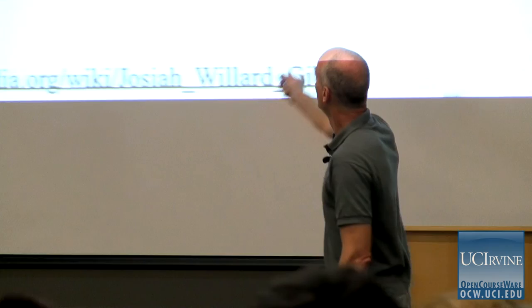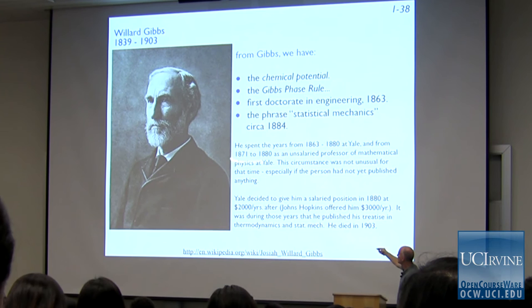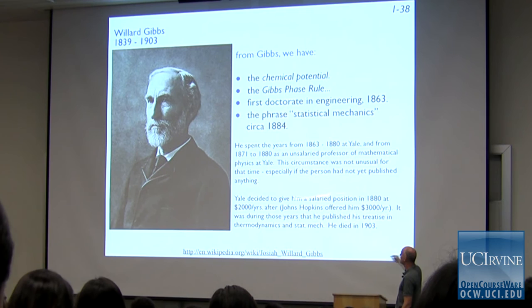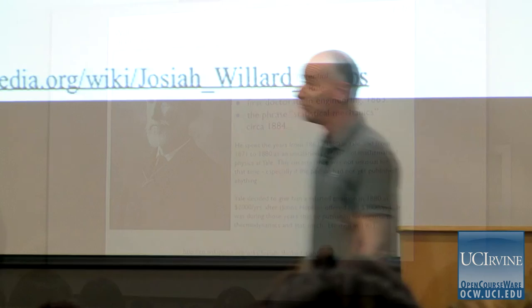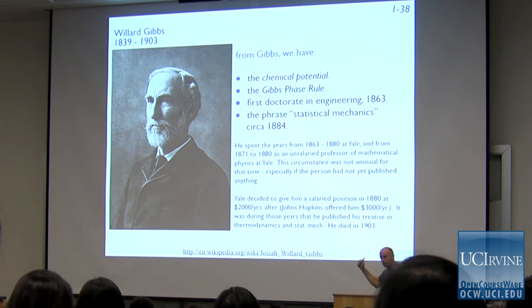But eventually, he worked out almost all of thermodynamics during this period of time when he was unpaid, and Johns Hopkins offered him a $3,000 a year salary, and so then Yale countered with a $2,000 a year salary. And he took the job. He stayed at Yale. His family was there. He loved New Haven. At that period of time, if you've ever been to New Haven, wow, let's just say it was a nice town in those years. And he died in 1903, so this guy was one of the first great American chemists.